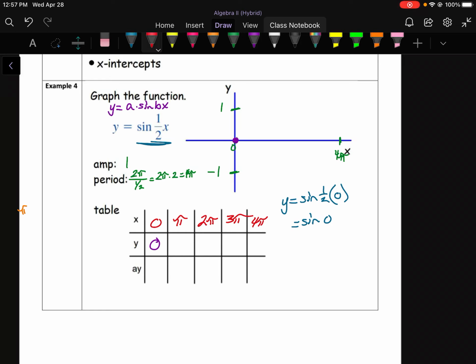Okay, the next one is pi. Same thing. You're not just going to take sine of pi. You have to plug this in. So we'll go y equals sine of 1/2 times pi, or pi over 2.